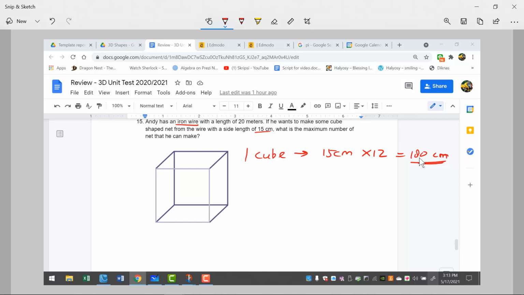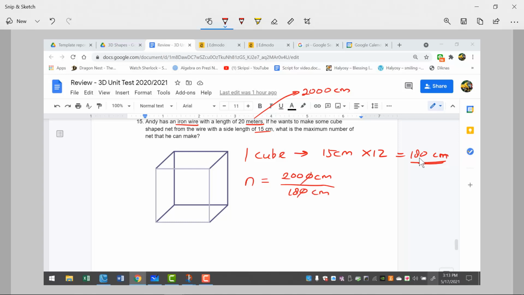So in here, because we have different units, you need to make them the same. I'm going to choose to convert 20 meters into centimeters. Meters to centimeters is just multiplying by 100, so you will get 2,000 centimeters. To make one cube you will need 180 centimeters. So the number of cubes you can make is just dividing the length of the wire that you have by the wire that you need to make one cube.